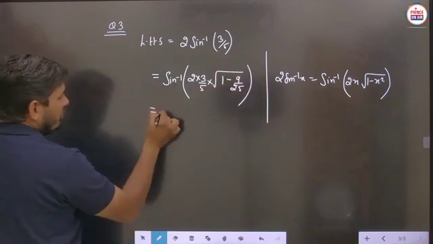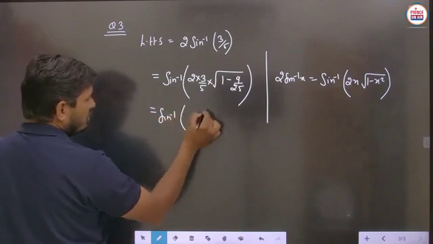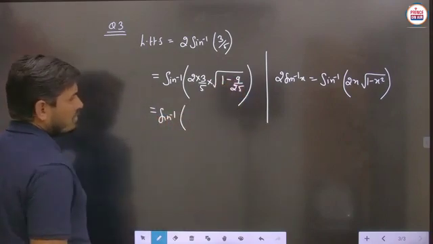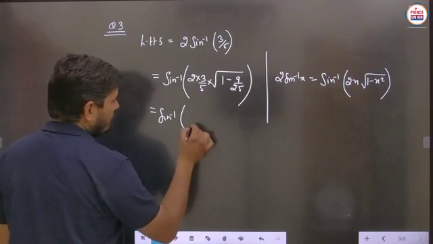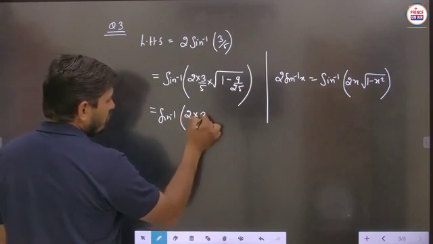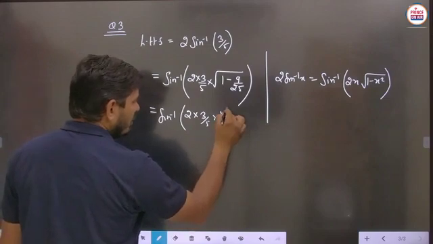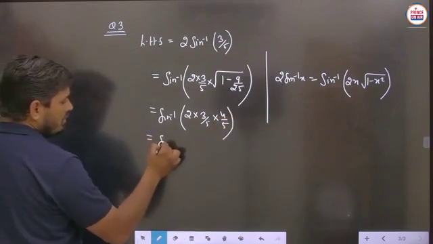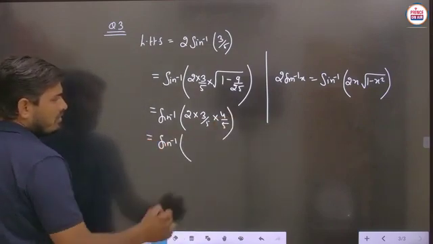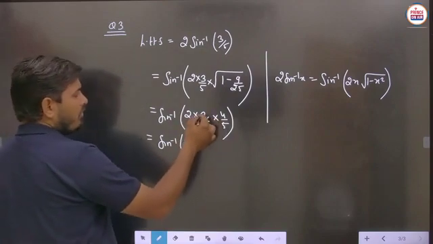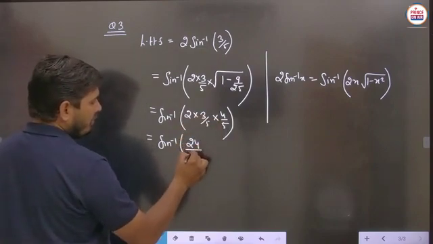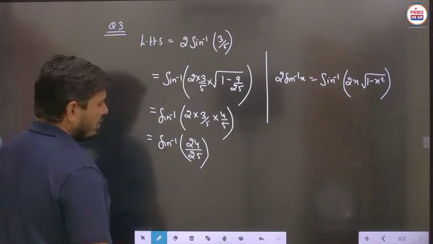So we will do the calculation properly. This is 25 minus 9, 16 by 25, so the root is 4 by 5. So this is 2 into 3 by 5 into 4 by 5. Is it clear? Now you can take this as sin inverse of 24 divided by 25. So this can be written here.